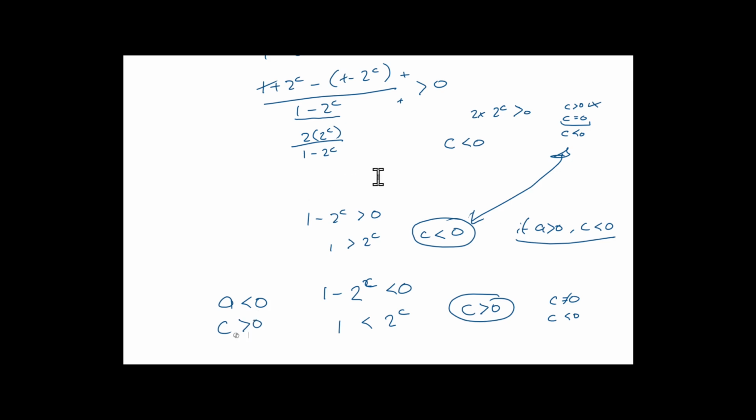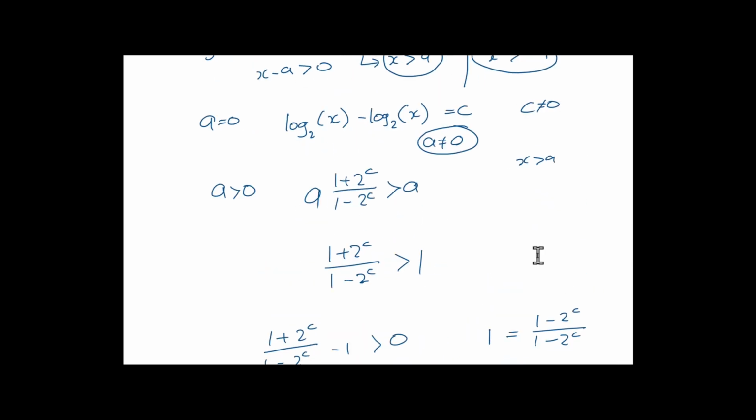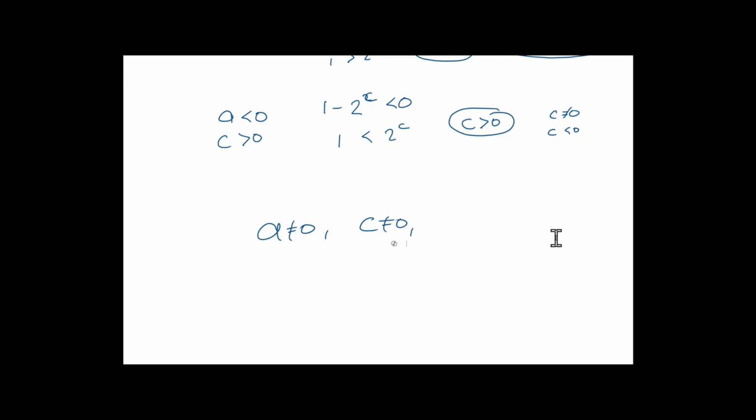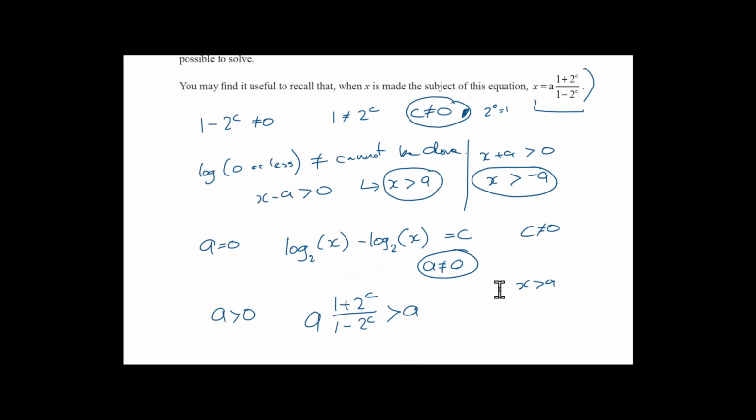So our conditions are now solved. a cannot equal 0. We found that. c cannot equal 0. We know from before that x must be greater than a, and x must be greater than negative a. And we know that when c is greater than 0, a must be less than 0, and when c is less than 0, a must be greater than 0. That's the only way that can work. Yeah, I think that's it.